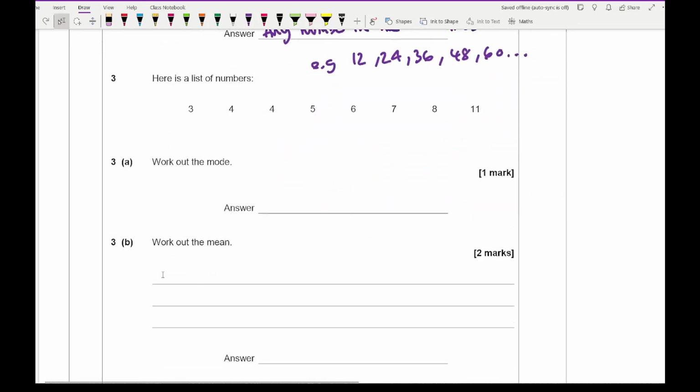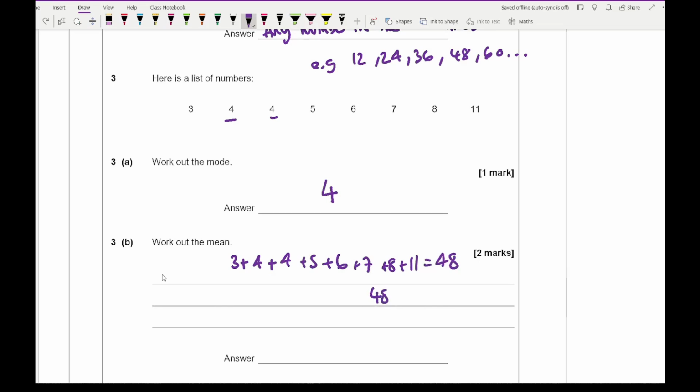It then says for question 3, here is a list of numbers, and the question is asking us to work out the mode. So the mode is the number that appears the most, and that's going to be 4. It then says work out the mean. So what we need to do is add all those numbers up. So I've got 3 plus 4 plus 4 plus 5 plus 6 plus 7 plus 8 plus 11, and you should make out that that's going to be 48. So I'm going to do 48 divided by how many numbers there are, which is 8. And that gives me an answer of 6.